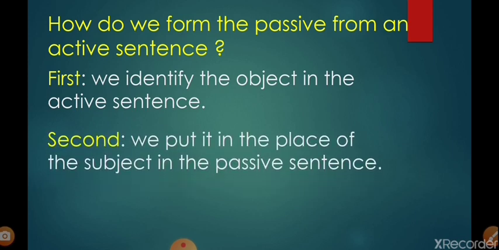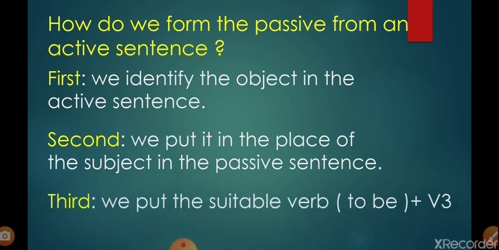Second, we put it in the place of the subject in the passive sentence. Third, we put the suitable verb to be plus verb 3. As we know, verb to be is consisting of is, are in the present, was, were in the past, been in past participle.